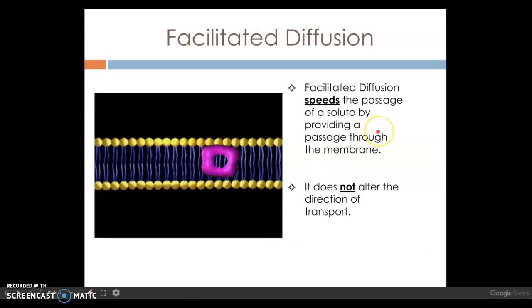Facilitated diffusion will actually speed up the passage of a solute by providing a passage through the membrane, and it doesn't alter the direction of transport. Okay. Sometimes we have a protein that will pick something up on one side and turn around and drop it off on another side, or it could be a protein that's embedded in the membrane like we saw in the last slide.